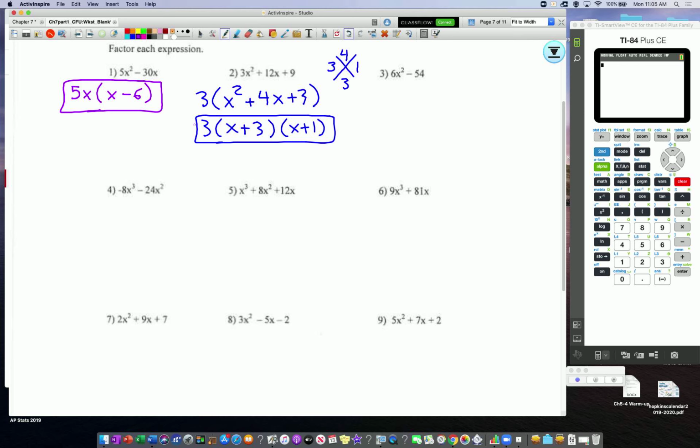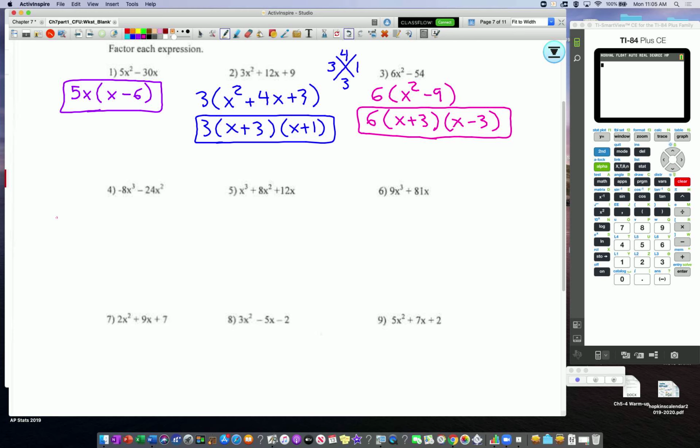All right, next one here. 6 and 54, they share just a 6. So I have x squared minus 9. Difference of perfect squares. So I have x plus 3, x minus 3, with the 6 on the outside. So through a couple of them right away where you actually had to factor out more than just one step. That can happen.